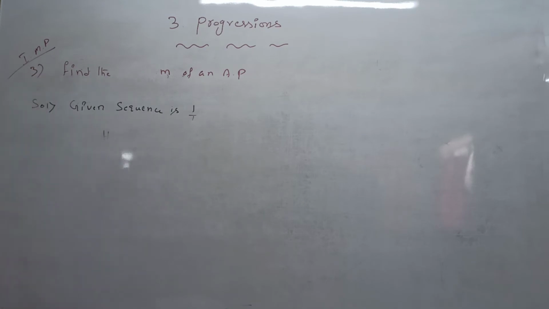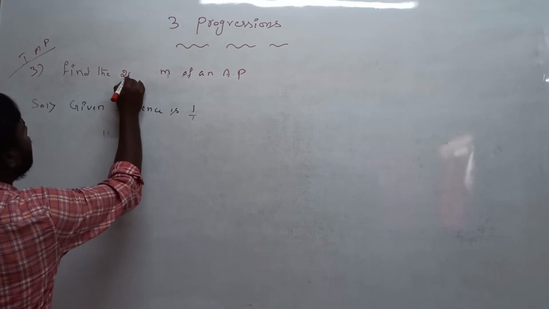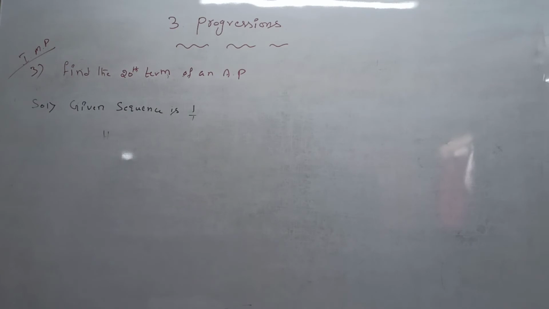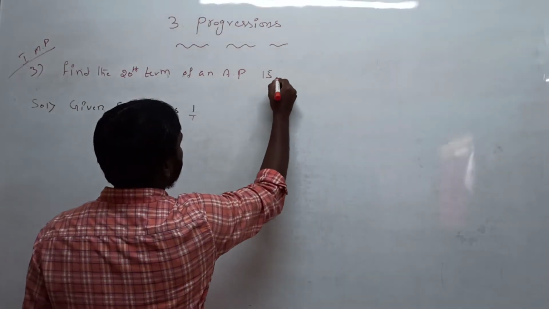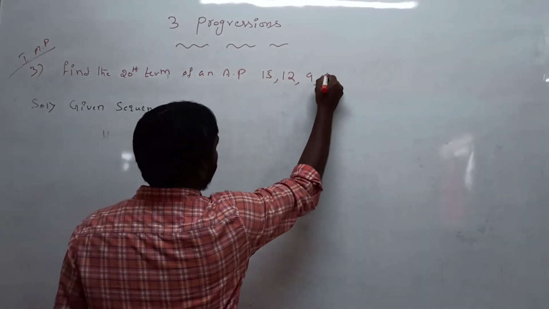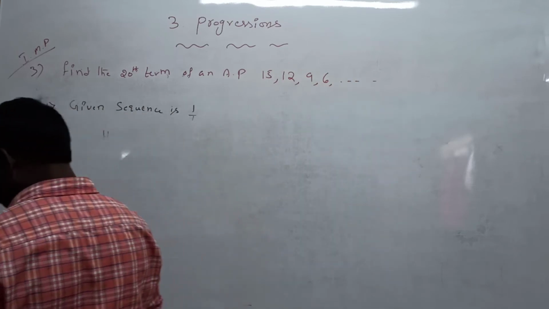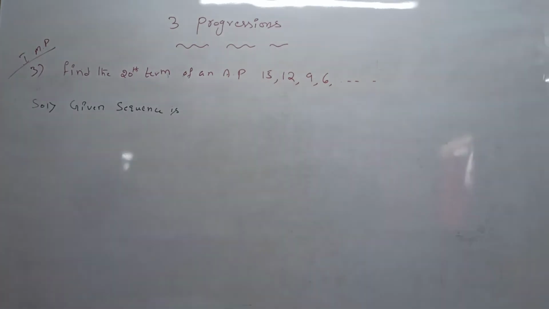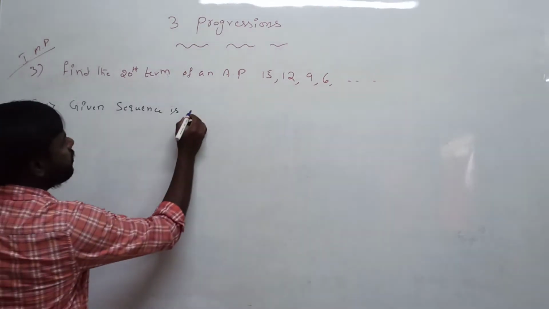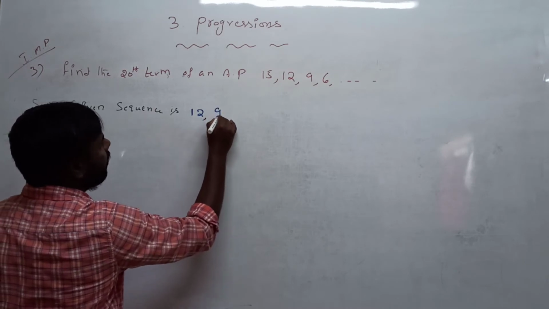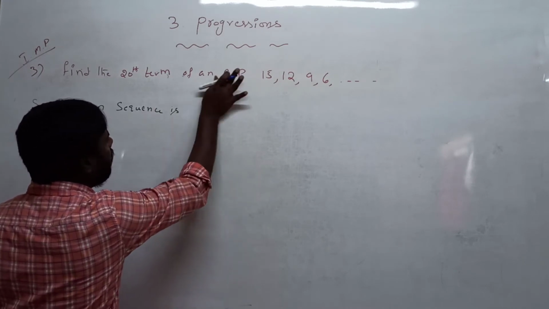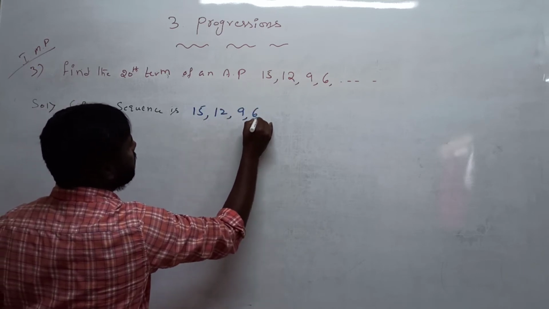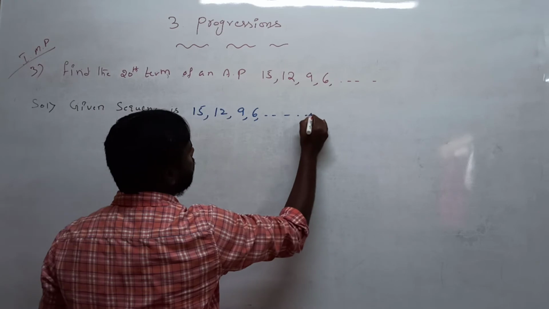Third one is: find the 14th term of the arithmetic progression 15, 12, 9, 6, and so on. Here also one sequence is given. First, what is the given sequence? The given sequence is 15, 12, 9, 6, and so on. It is an arithmetic progression.